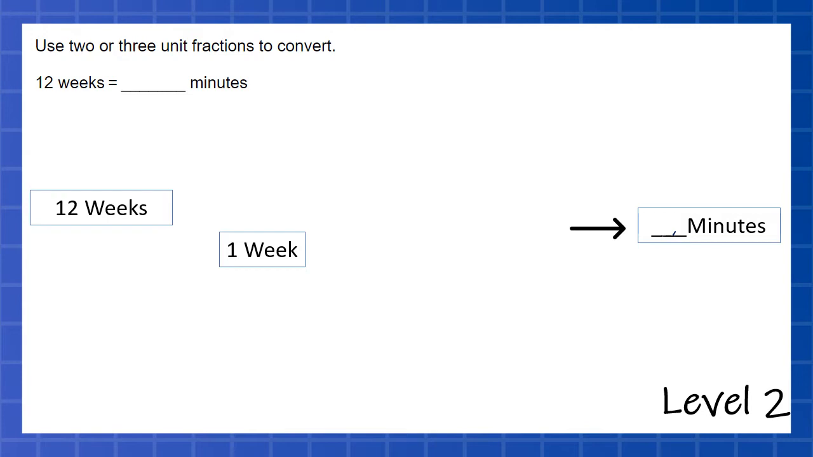And so 1 week, how can we make that into minutes? I don't know how many minutes are in a week, but I can make it smaller. Minutes is getting smaller, so I'm going to make it smaller. What's smaller in a week? Days. There are 7 days in 1 week, so that's what I'm going to use for my conversion factor.